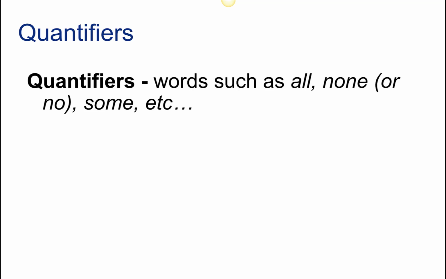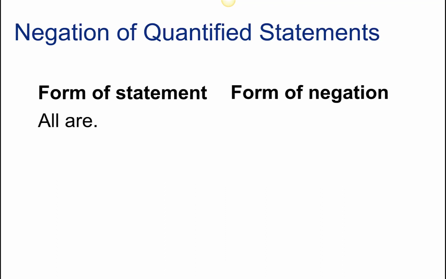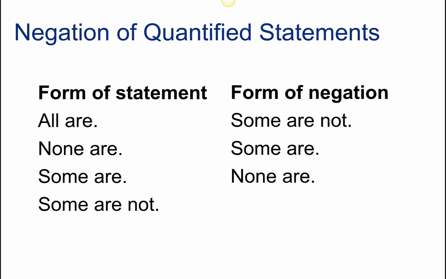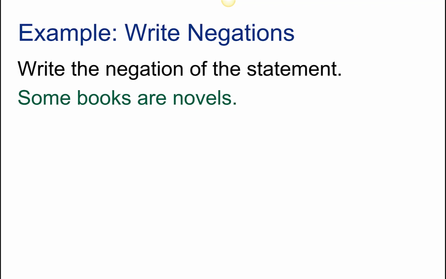Quantifiers are words such as all, none, some, etc. We have to be careful when we're negating statements that include quantifiers. So this is a helpful little table to show you how we're going to do these. All are, when we negate it, goes to some are not. None are goes to some are. Some are not goes to all are. And this little picture here is helpful. Remember, when you're negating, think whether the truth value of the original statement is true or false. When you negate it, the negated statement must have the opposite truth value.